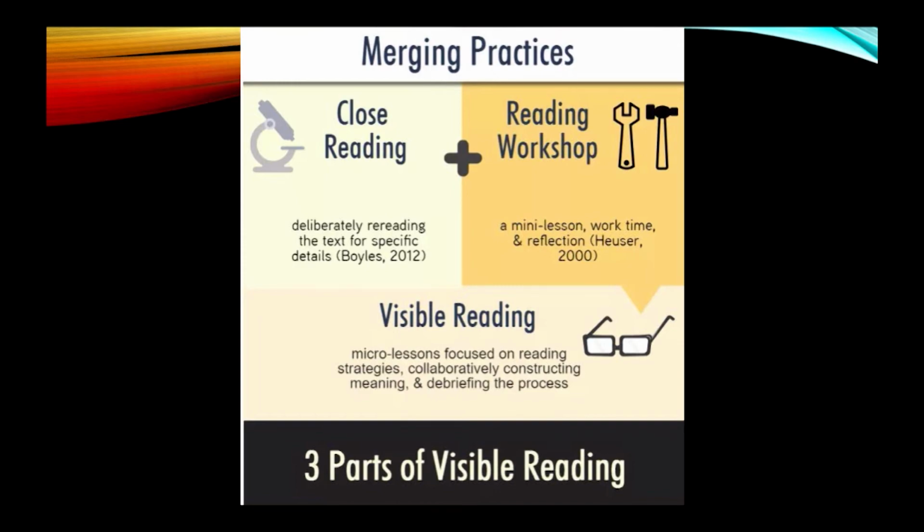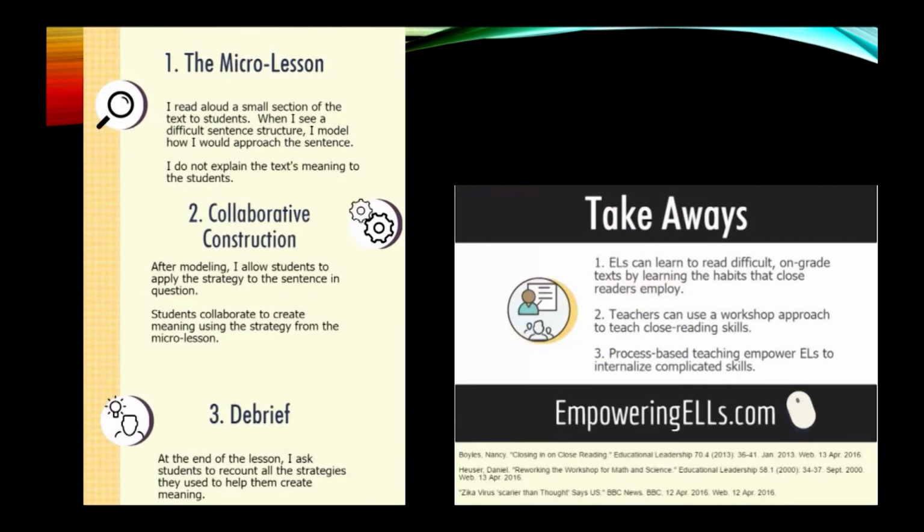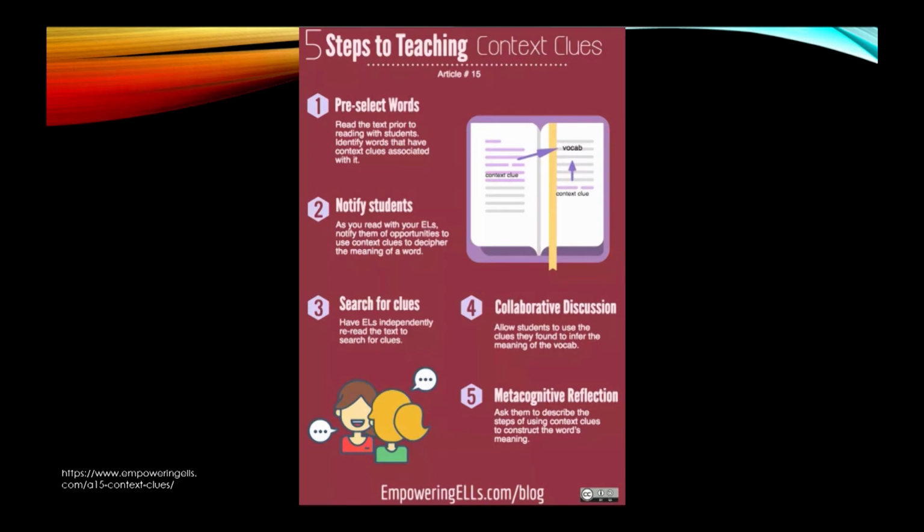Three parts of visible reading. And then the next part, having the micro lesson, collaborative instruction, and debriefing, and then the takeaways. That ELs can learn to read difficult on-grade level texts by learning the habits that close readers employ. Teachers can use a workshop approach to teach close reading skills, and process-based teaching empowers ELs to internalize complicated skills. So I highly recommend that website. They have numerous articles. Here's another one, 5 steps to teaching context clues.